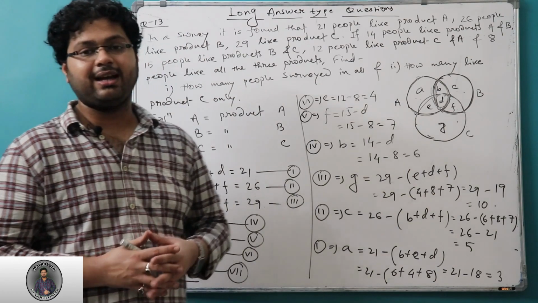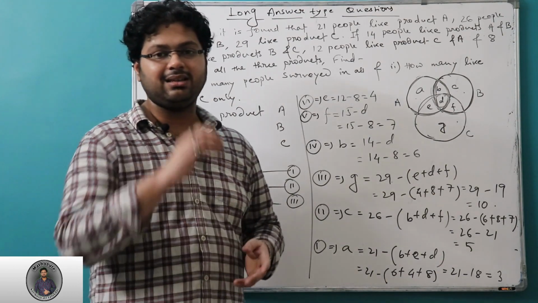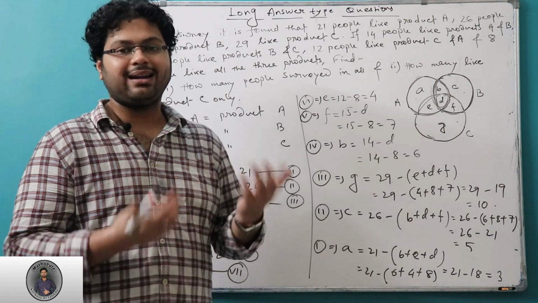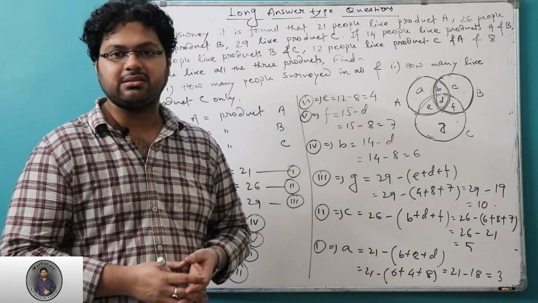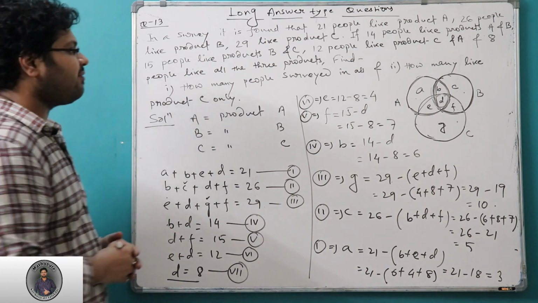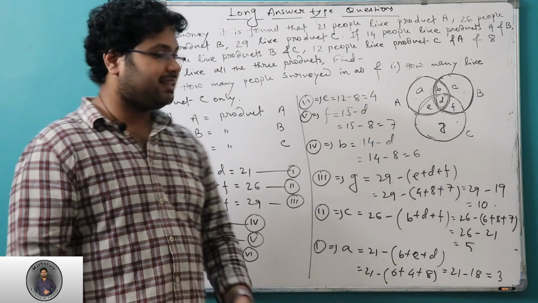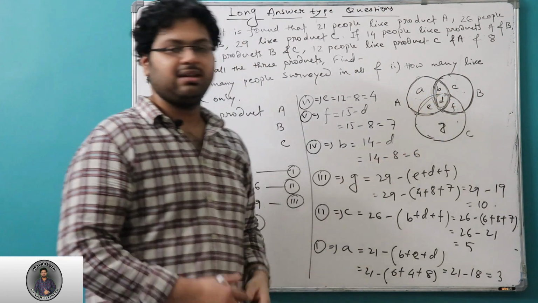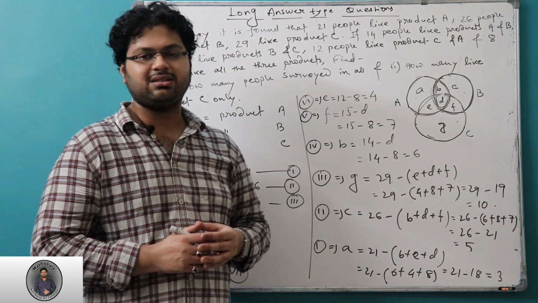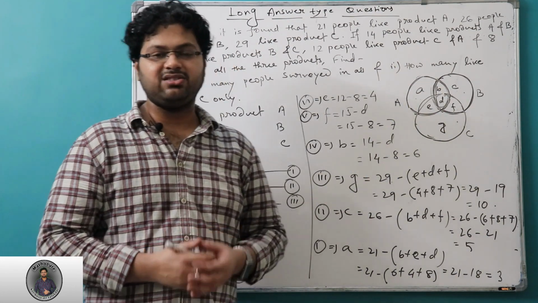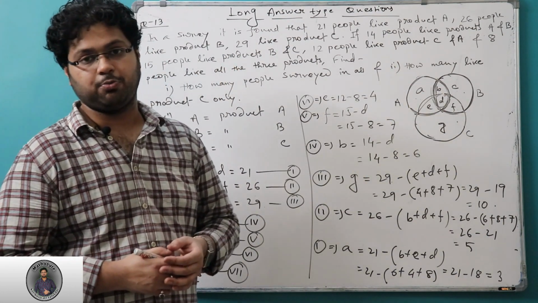In this way we can find out the values of A, B, C, D, E, F and G, and if we find out these values we can answer any of the questions. See the first question, how many people surveyed in all? How can we find that? Just we will add these partitions. If we add the partitions, there are 7 partitions total, A, B, C, D, E, F and G, then we will get the total number of people.